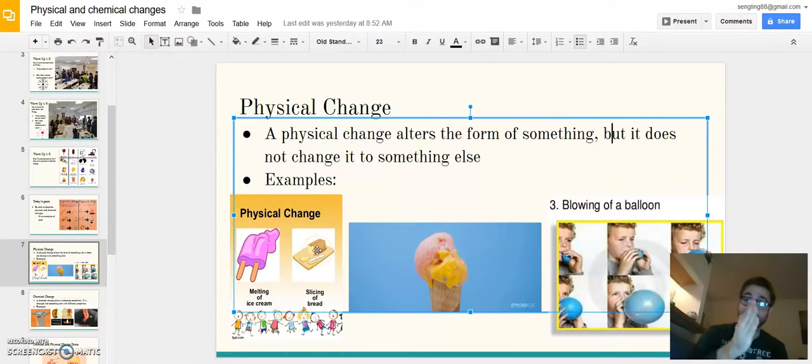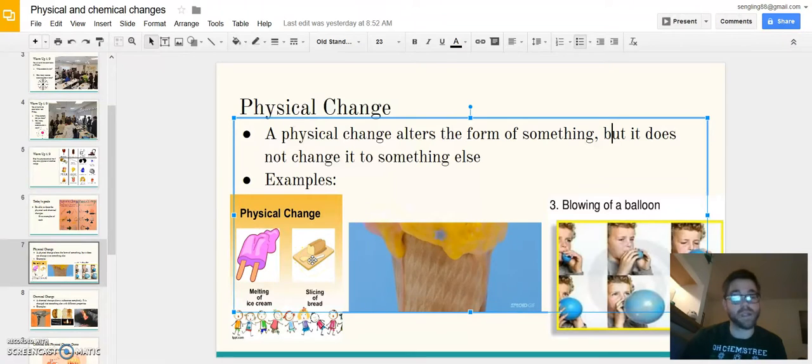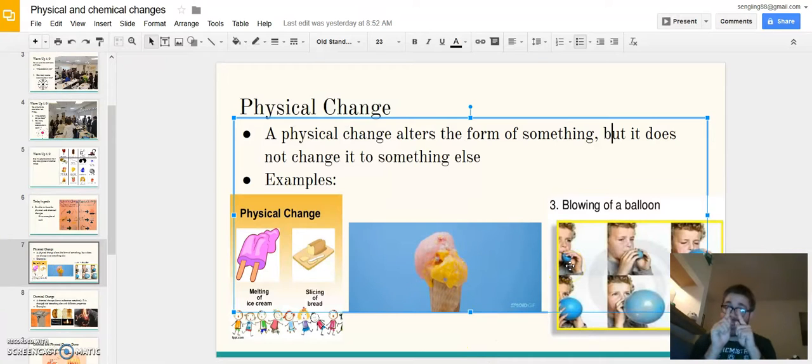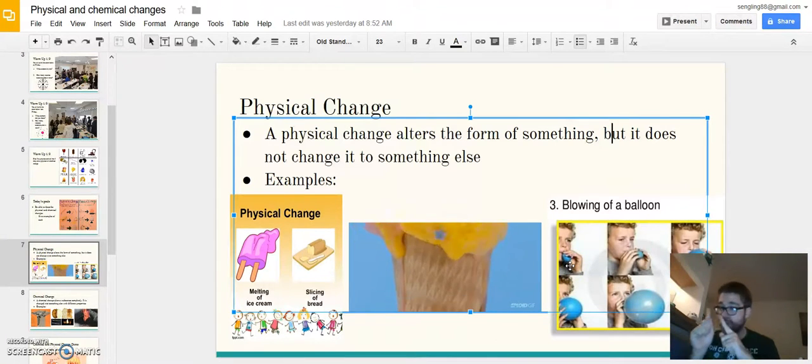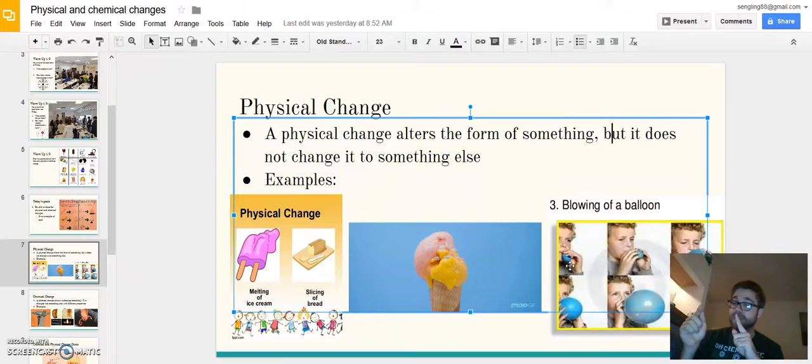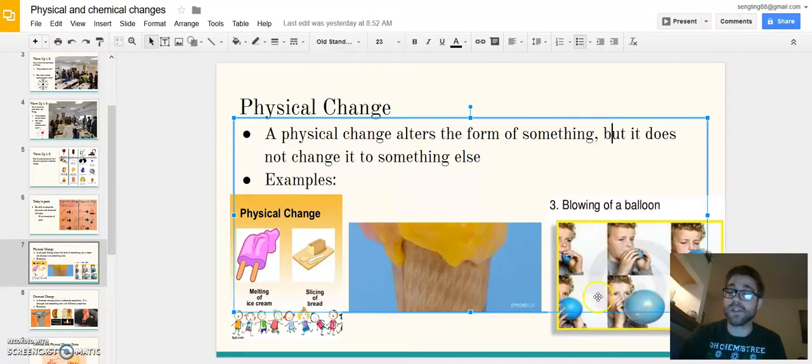Slicing bread is a physical change. We're making the bread look different, but it's still bread. Same thing with blowing up a balloon. When you blow up a balloon, it starts really small, and then you push a lot of air into it, and it becomes bigger. So it looks different. But just because it looks different doesn't mean it's something new.